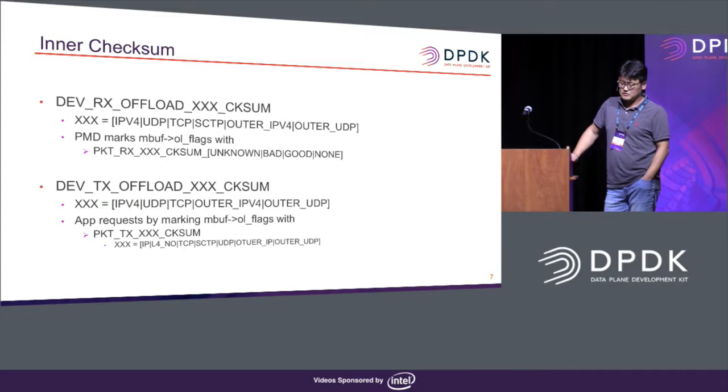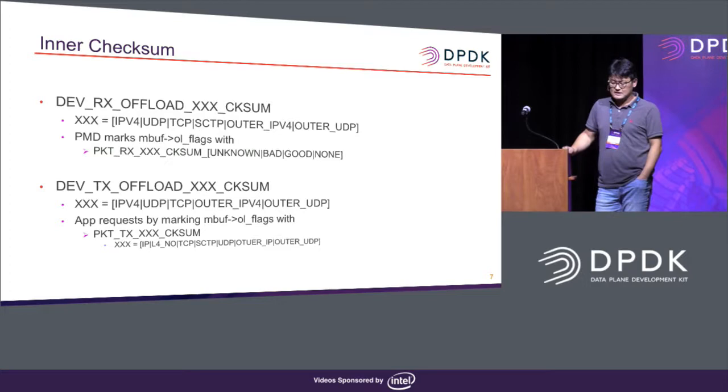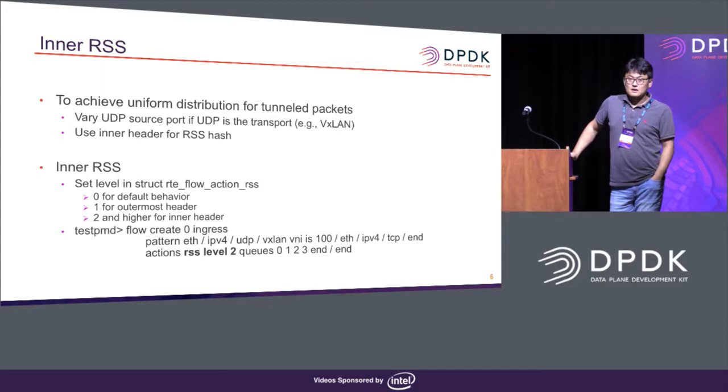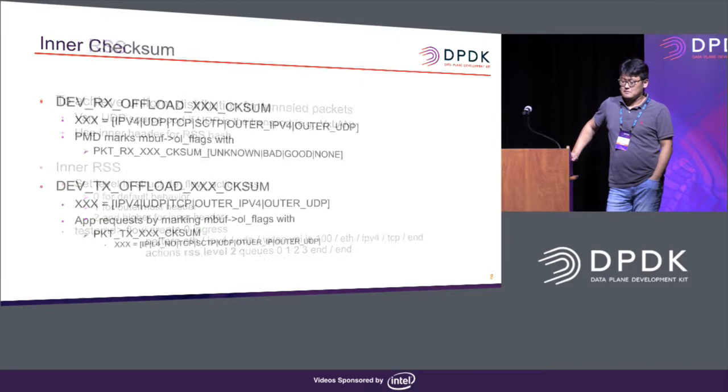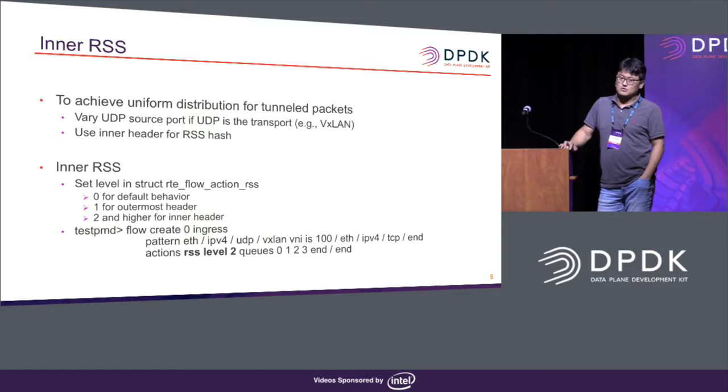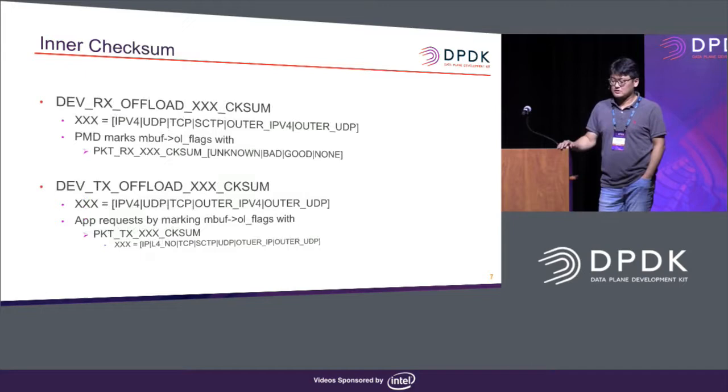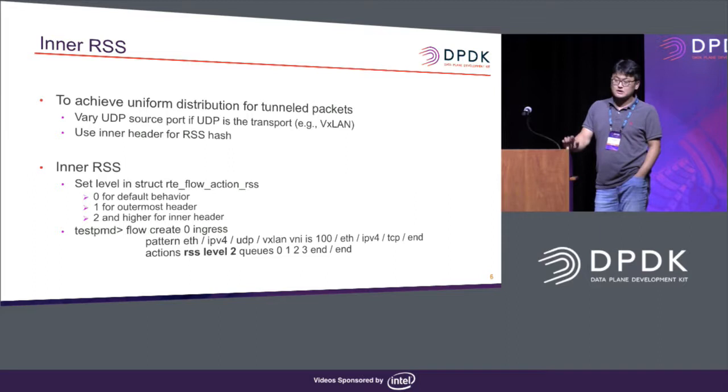So first of all, as Rony mentioned, it is kind of basic inner RSS. To achieve uniform distribution among queues for the tunneled packet, if the transport is UDP, then there's not much to worry about, because the UDP header has the source port. So by changing the source port, we can get a kind of uniform distribution.